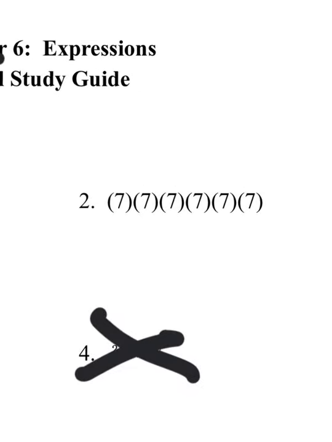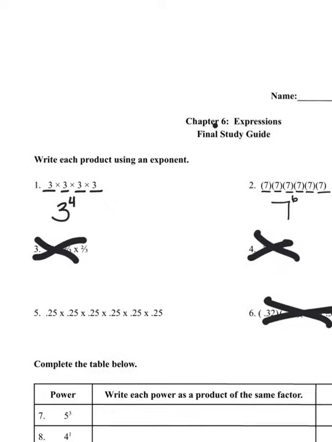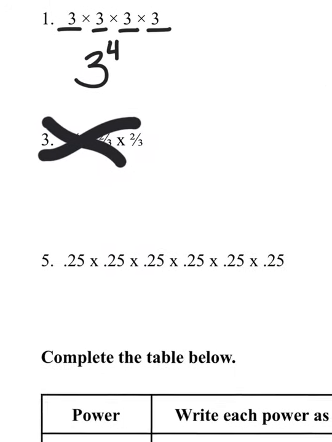For number 2, again, let's count how many 7s we have. 1, 2, 3, 4, 5, 6. So 6 is going to be our exponent. 7 is our base with a little 6. We don't have to solve these out right now. Just leave it as is.